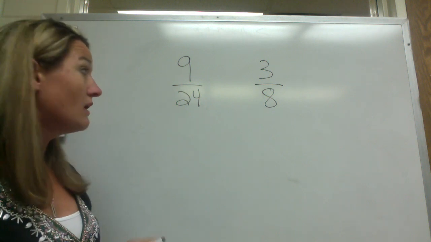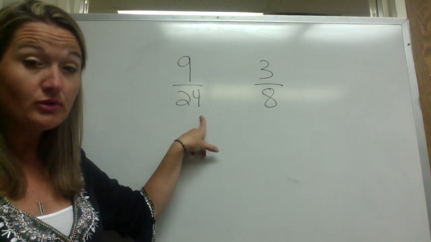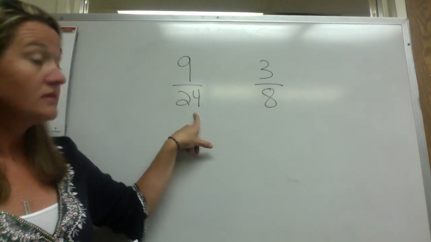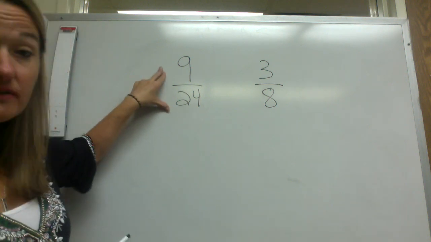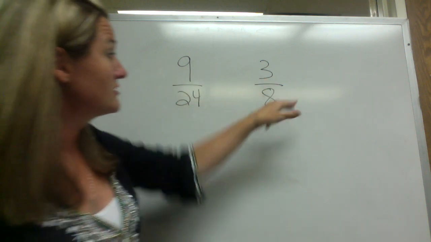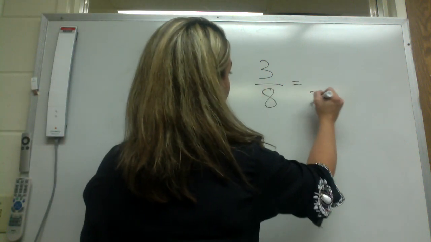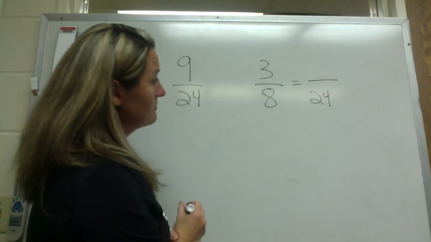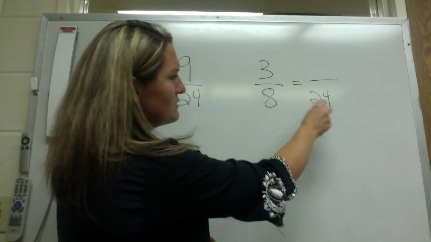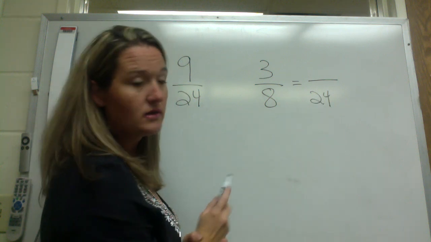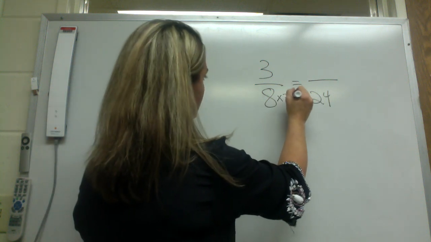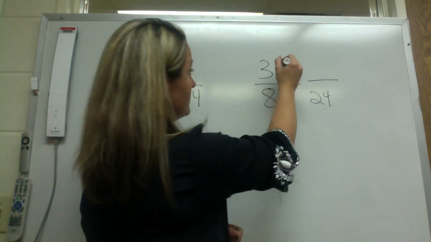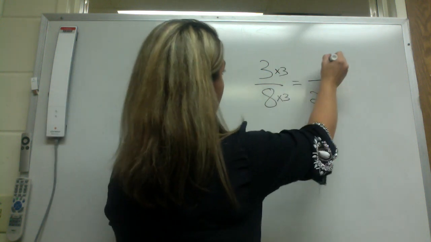Well, I know that 8 goes into 24, so if that's the case, then 24 is my least common denominator. So I'm going to leave this fraction alone. And then I'm going to turn this one into an equivalent fraction of something over 24. Okay, so 8 times what equals 24? 8 times 3. So if I multiply that times 3, what do I have to do to the top? Also take it times 3. 3 times 3 is 9.